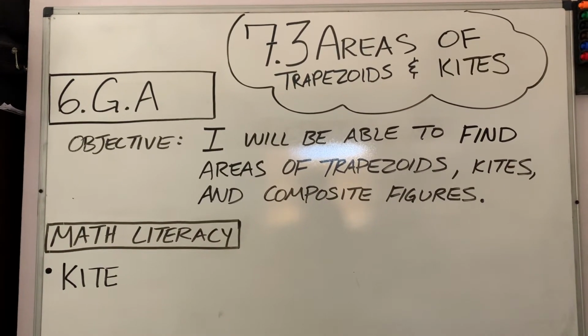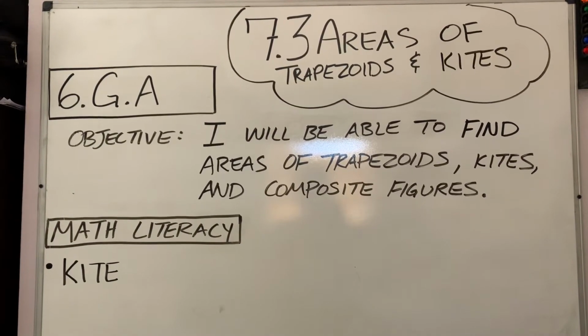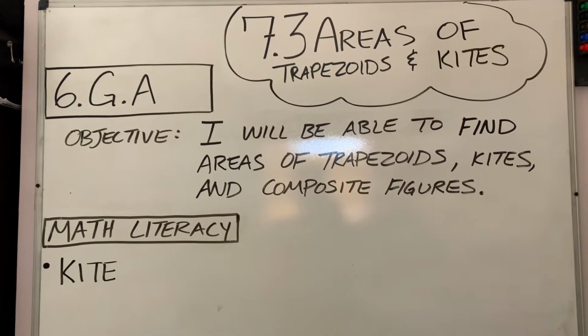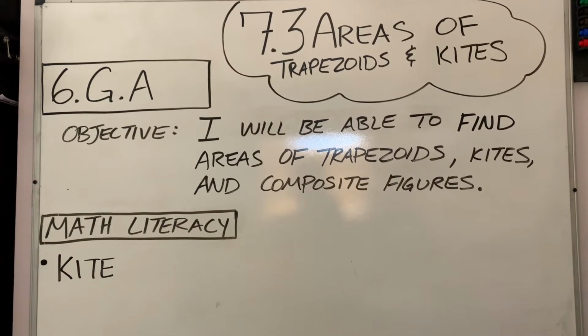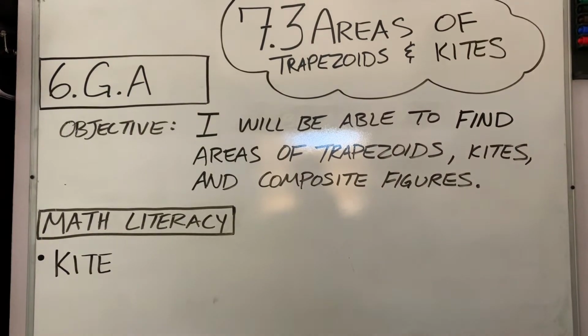Today we're going to be working with 7.3, Areas of Trapezoids and Kites. Our standard is 6th grade Geometry A, and our objective is that we're going to be able to find the areas of trapezoids, kites, and composite figures. Our mathematical literacy, we have Kite.